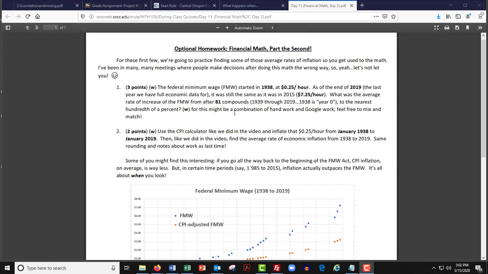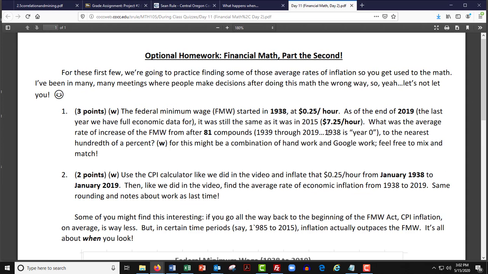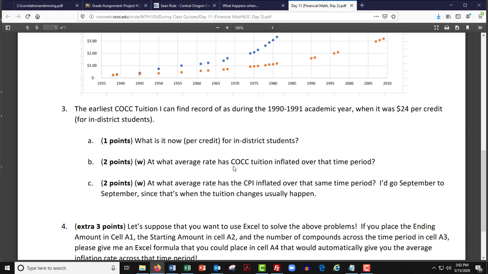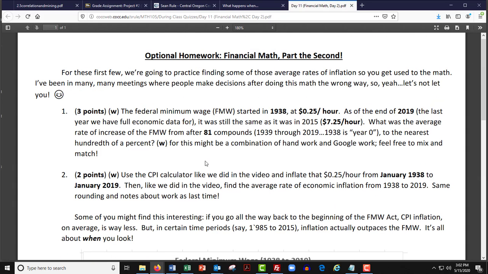Okay, friends, let's get some solutions to this second part, financial math optional homework. Make it a little bigger so we can see it better. We did a lot of examples of these in the video lectures. So yeah, these are all find the average rates. So I'm gonna set the first one up.